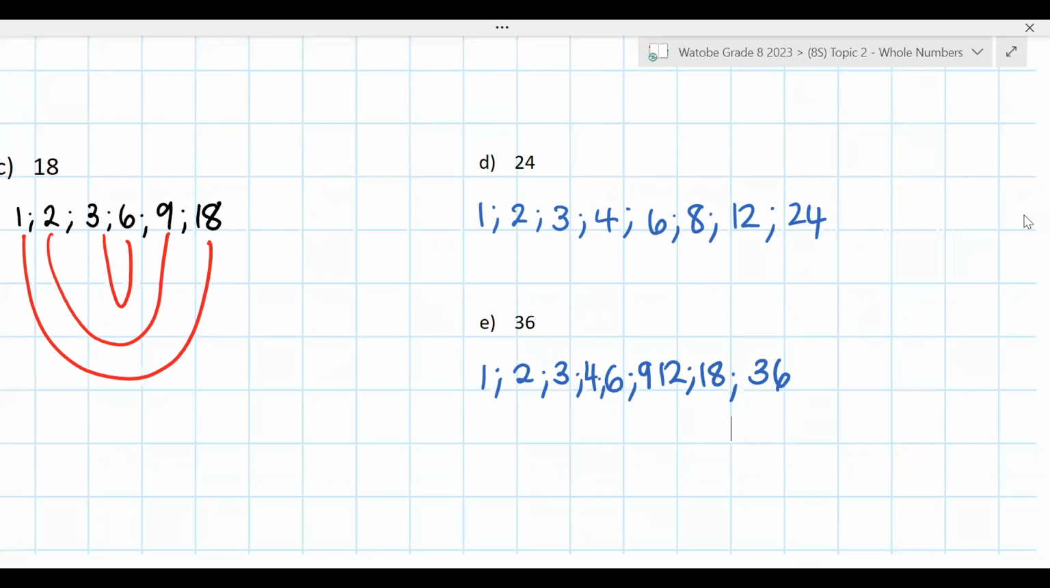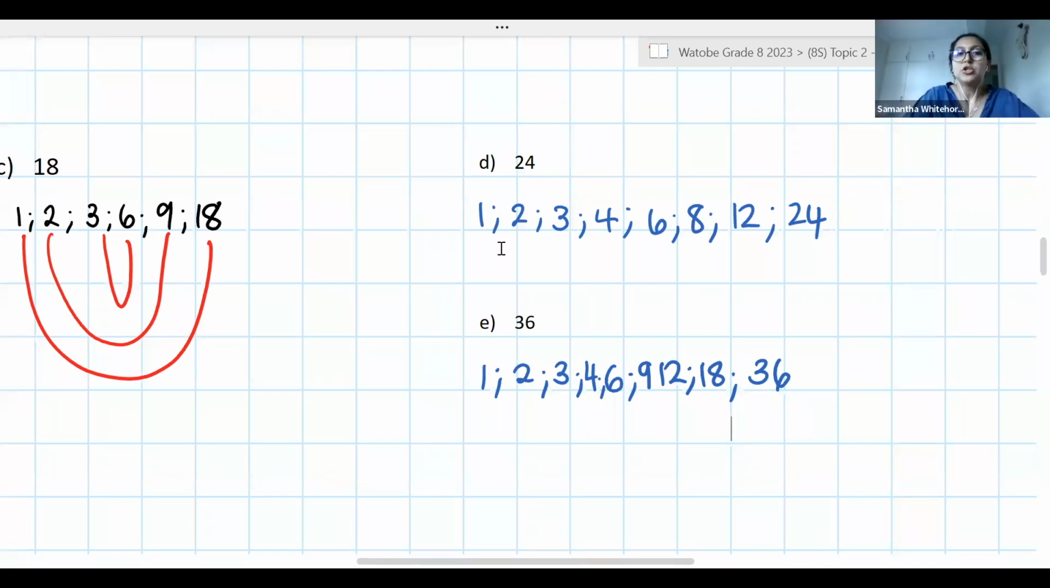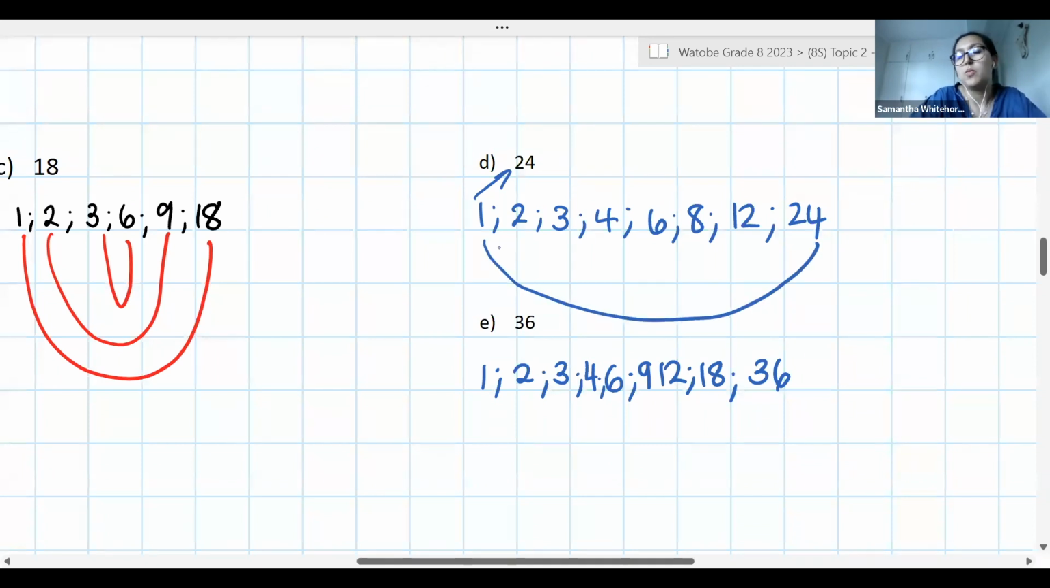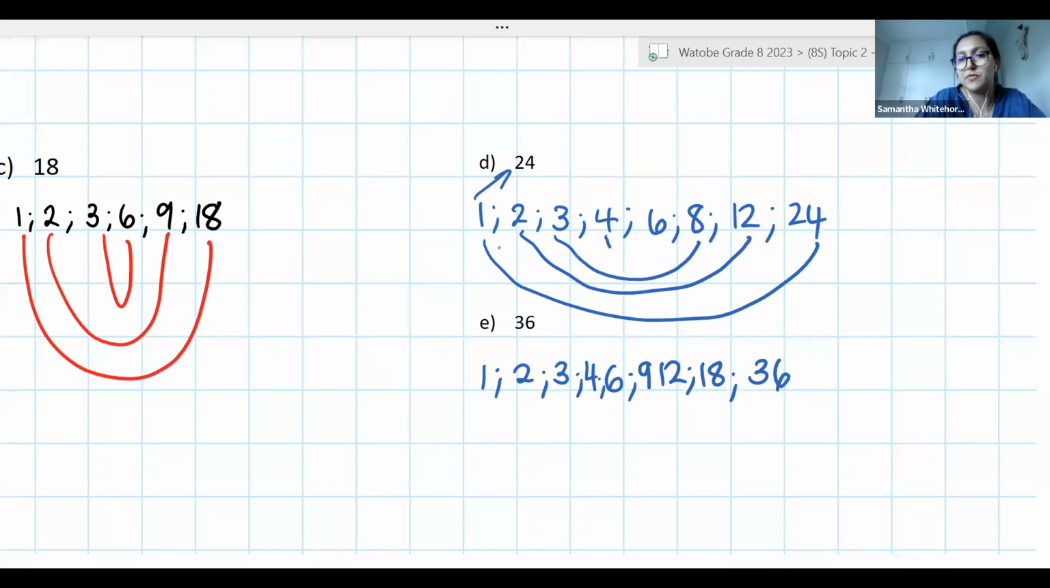D. Okay, cool. So D, remember, we want to get all of the numbers that can divide into 24. So 1 divides into 24 because if we pair it up, 1 times 24 is 24. 2 times 12, 24. 3 times 8, 24. And then 4 times 6, 24. So all of those numbers can divide perfectly into 24 without a remainder. Okay, so that's what we're doing there. Good, well done.